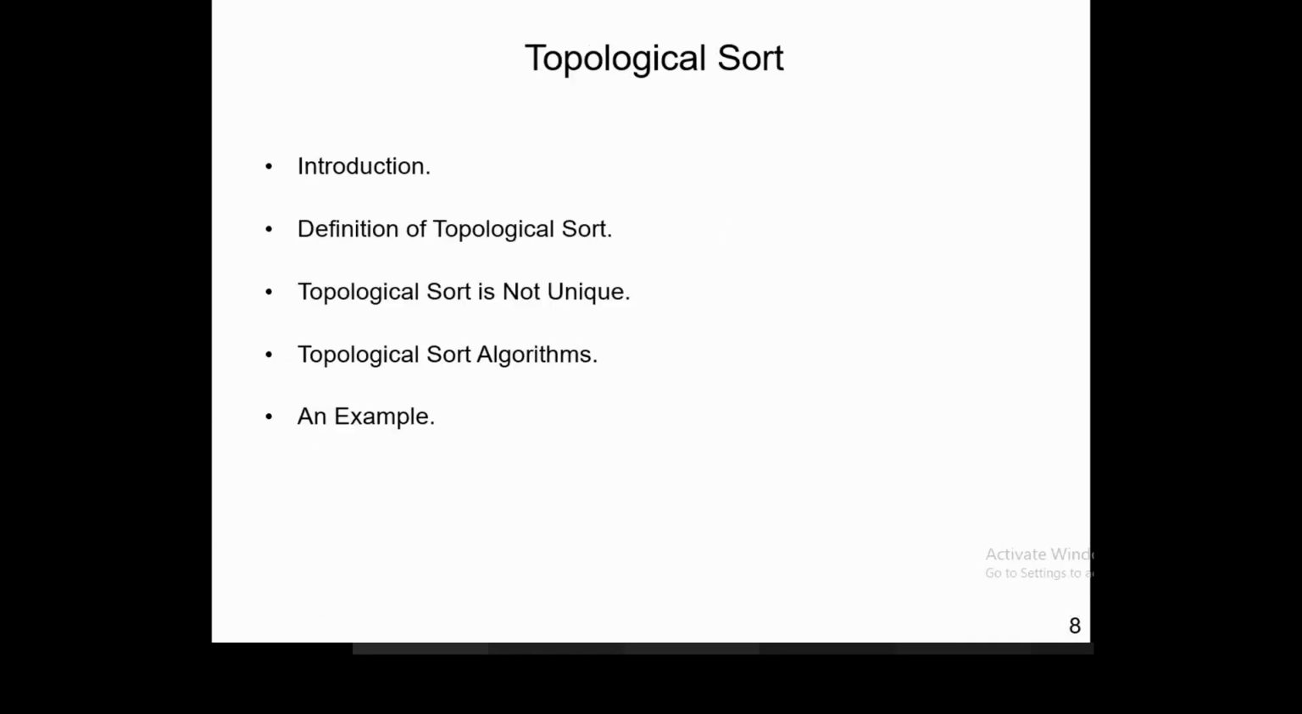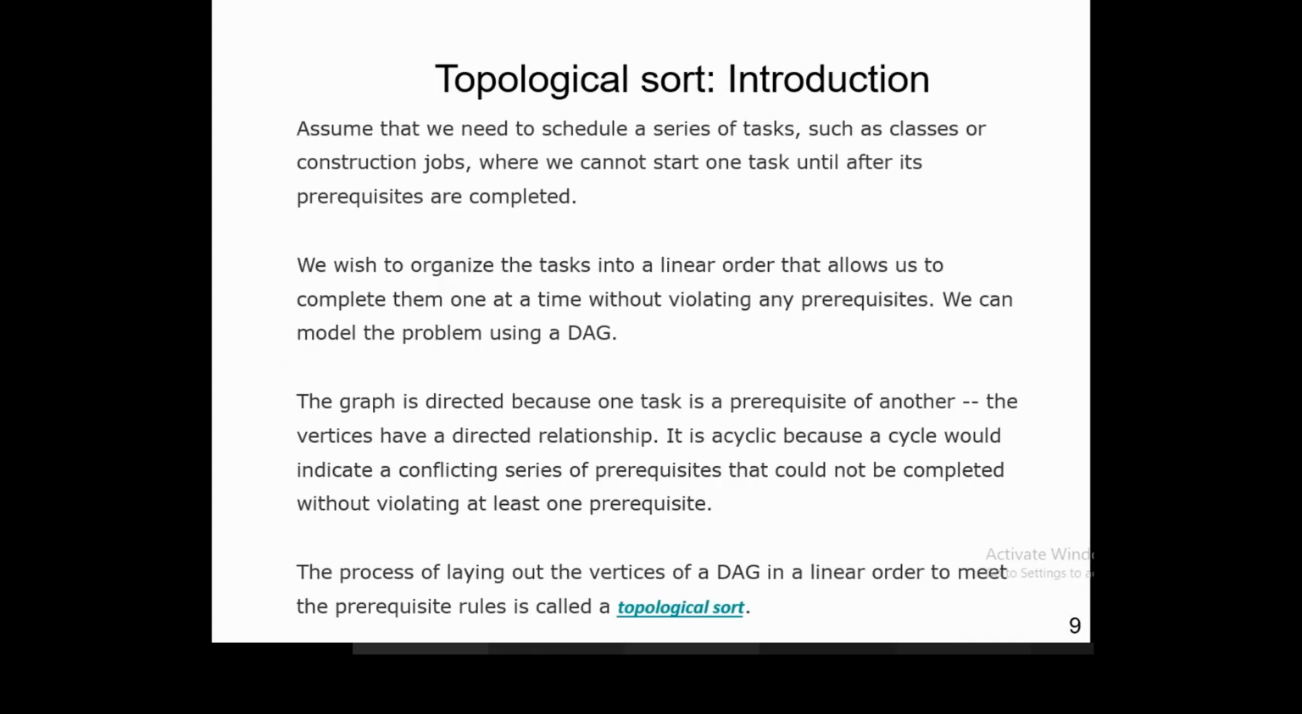Okay, so topological sorting is basically a sorting of dependent tasks, and if we can represent such tasks using a DAG, that is the directed acyclic graph, then if we want to find out the dependencies and a proper sequence, we can use topological sorting for finding the dependency between the tasks.